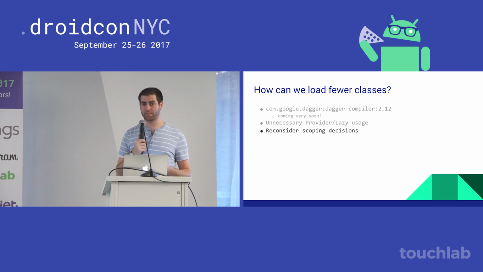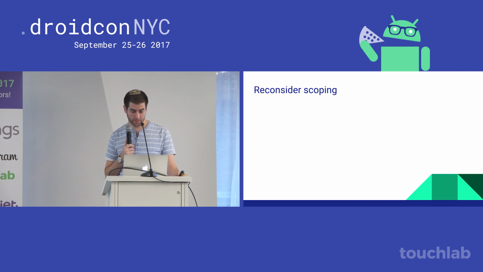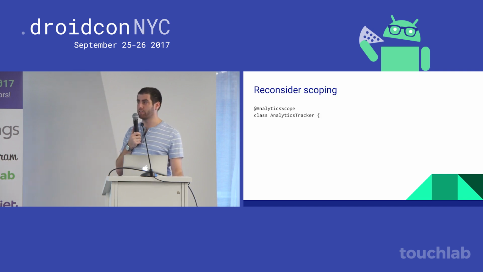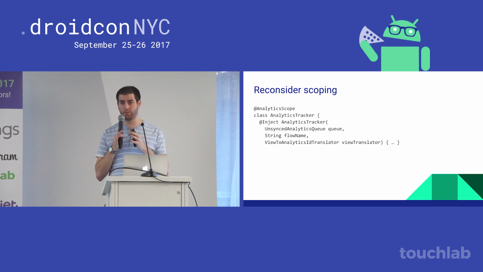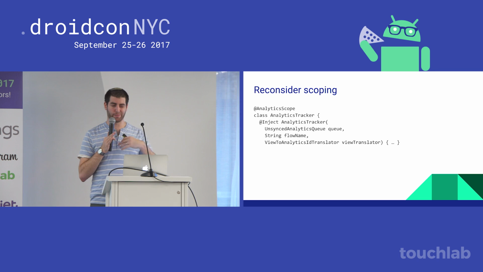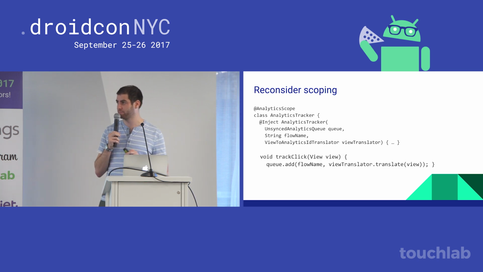whenever you have these scoped objects, you're holding those for the lifetime of your app or the lifetime of whatever scope that component is in. And you're also, again, forcing all of these class loads, which are totally unnecessary. So let's take an example. You have an analytics tracker, analytics scope. It has a queue of analytics that it hasn't yet sent to the server, has some flow name and some object which translates the view that you click on, and some identifier that's, let's say cross-platform.